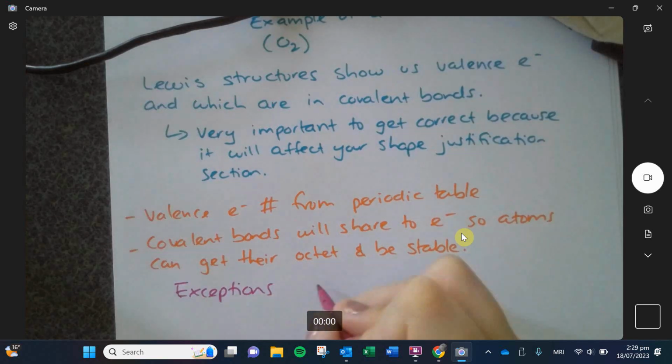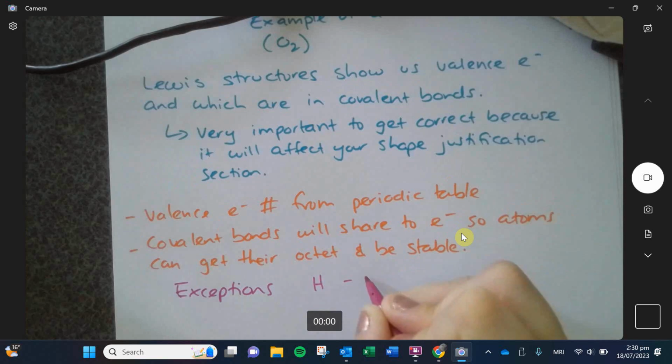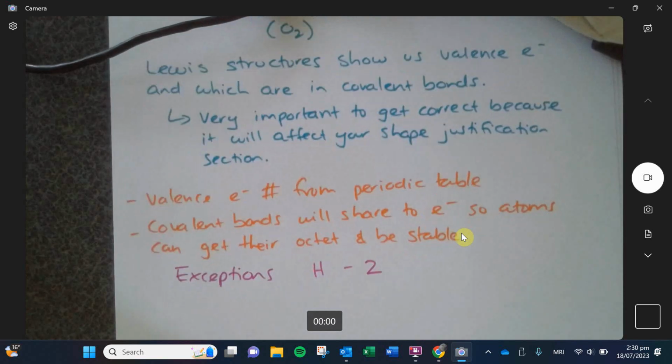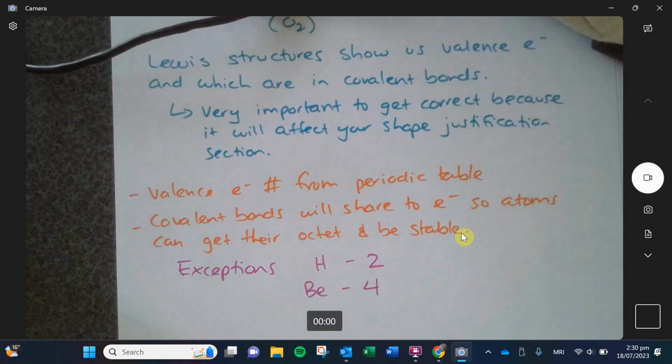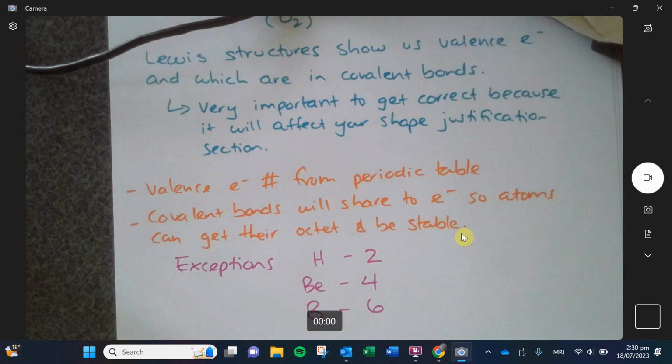The first one that will be stable without 8 will be hydrogen. It will be stable with 2. The second one is beryllium. It will be stable with 4. And the last one is boron. It will be stable with 6. So these guys don't need to reach the 8 rule to be stable.